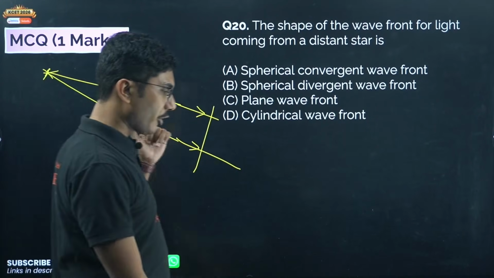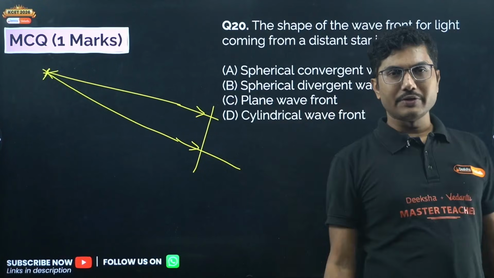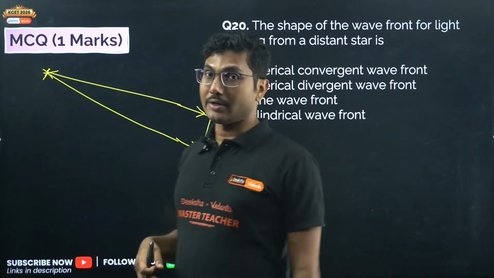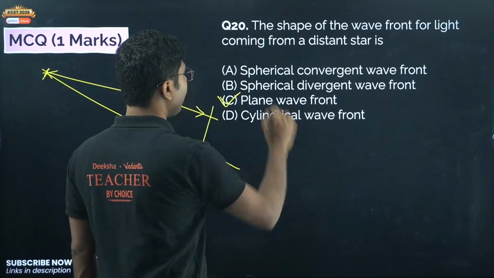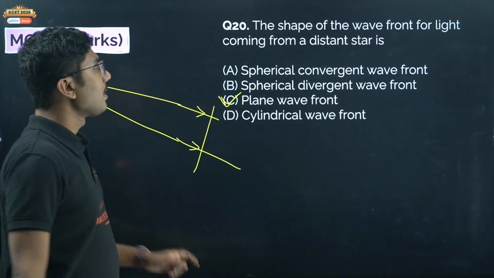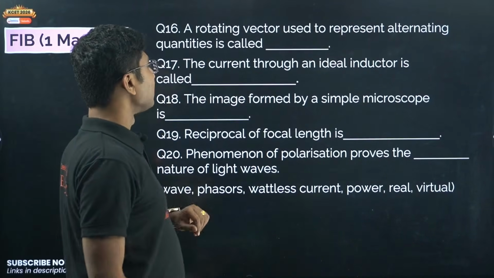Even though it's a point object, because it's located very, very far, the wavefront which reaches our eyes is considered as plane wavefront. So this is also plane wavefront. Clear? Let's move on to the fill in the blanks.